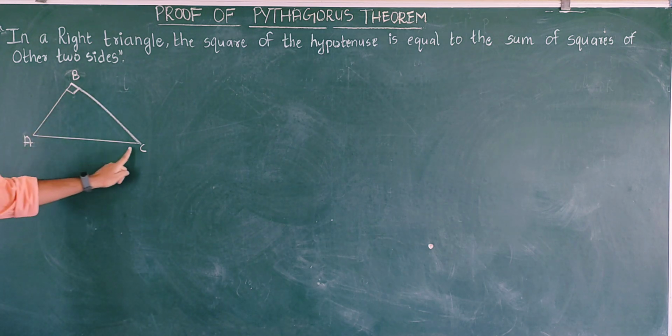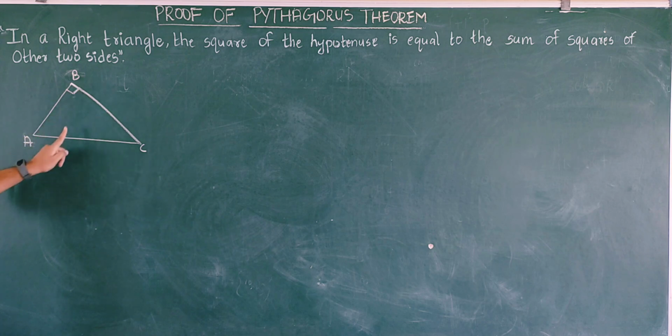So AC will be your hypotenuse. Always the hypotenuse is opposite to the 90 degree angle. So if B is 90 degrees, AC will be your hypotenuse. This is the diagram I am taking.